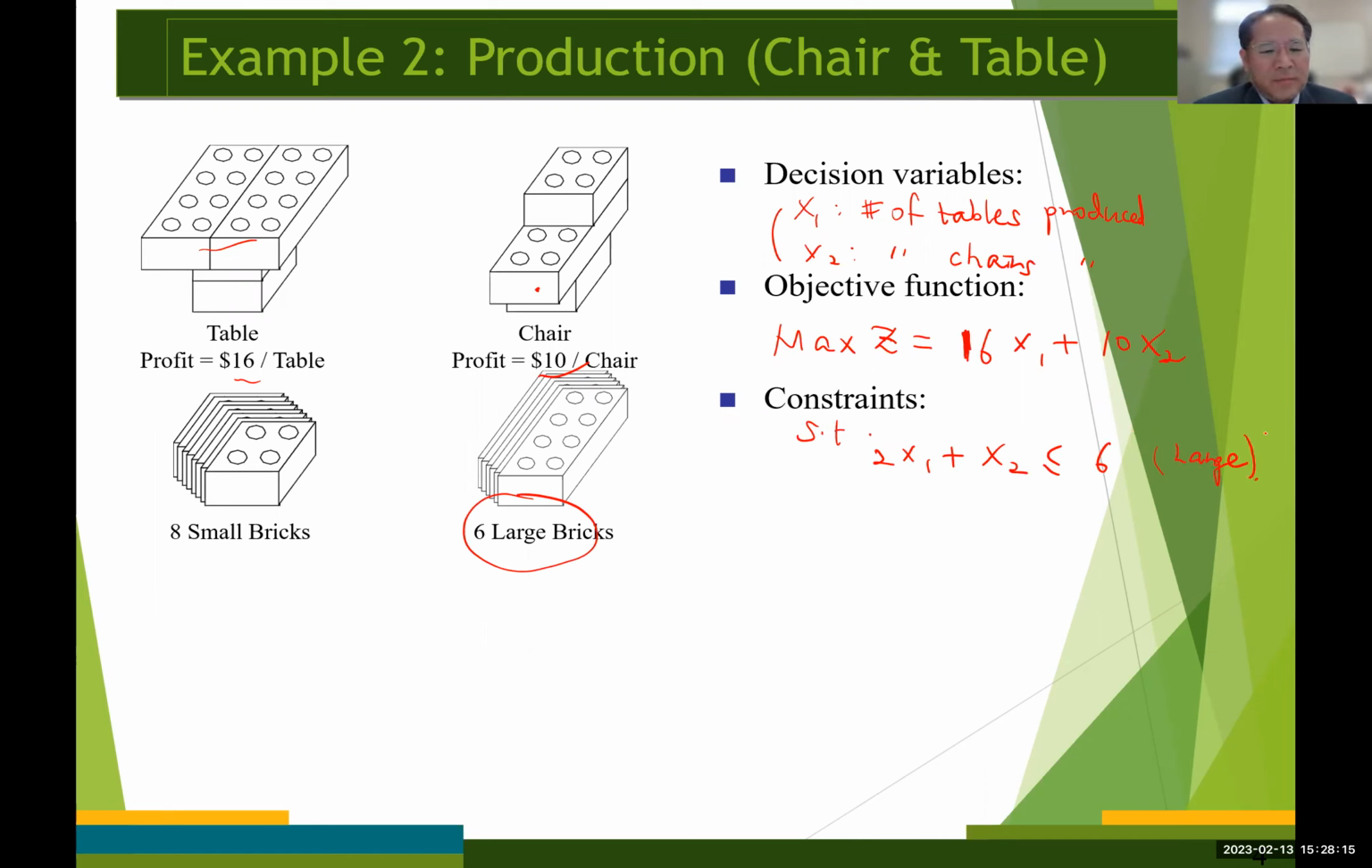Likewise, for the small bricks, we are going to have 2x1 plus 2x2 less than or equal to 8. And the production rate cannot be negative, so of course you need to add non-negativity restrictions for both x1 and x2. I believe that's what we did last time.